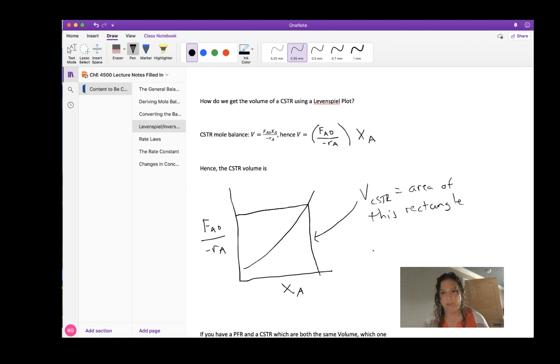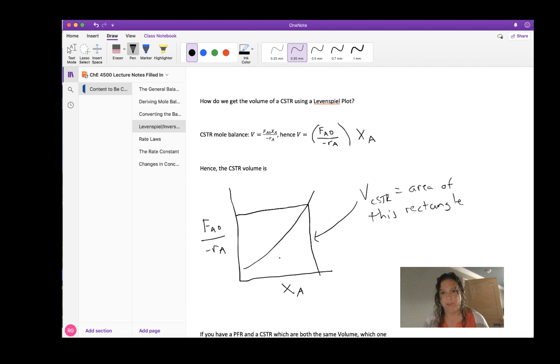So see, the nice thing about this is if I have a plot for FA naught over the rate of consumption, this makes my life much easier. I don't have to solve a single balance. I can use this graphical technique to determine what the volume of the reactor should be. So considering these two cases, the CSTR volume, which is the rectangle, and the PFR volume, which is the area under the curve, to get the same conversion, which reactor can achieve that at a lower volume? So in this case, the PFR uses a smaller volume to achieve the same conversion.